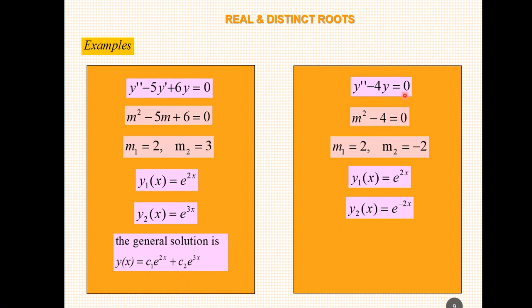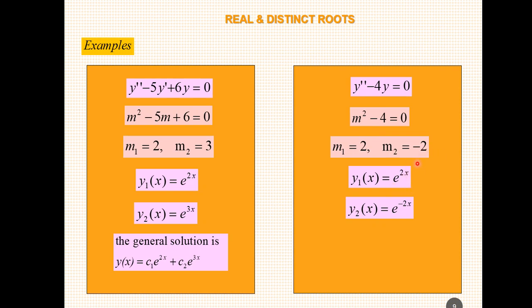In the second example, your characteristic equation, since this one is y double prime minus 4y, will be a simple m squared for this and a minus 4. If you will determine the roots, you have 2 and negative 2, because you will need to get the square root of 4, which is positive 2 and negative 2.